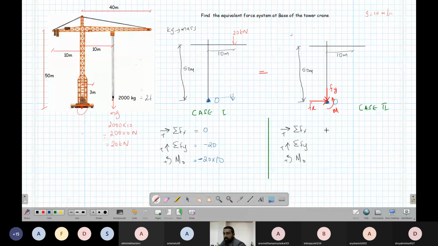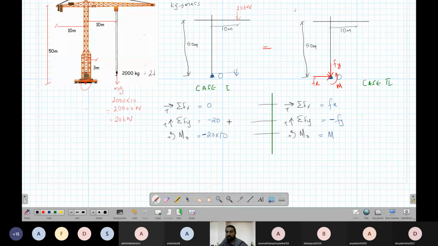Okay. Now what about this Fx? Fx is rightward positive, so we have a positive Fx in this direction. What is Fy? We have one downward force, so minus Fy, because it is acting downward. We have a moment in the clockwise direction, so it equals M. Normally we do the same: we equate this. Now when you equate this, what do we get? We get that Fx equals 0. This is one result.